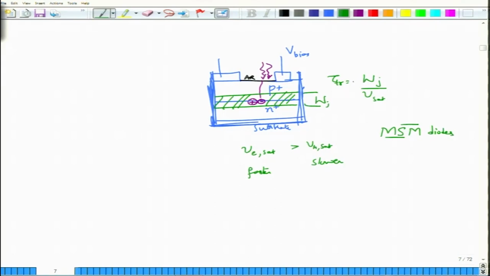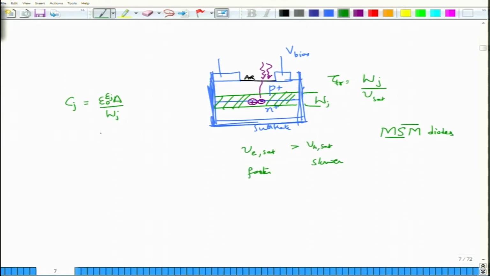So, the transit time will be some Wj by Vsat, but because the junction has a certain area, there will also be a capacitance because of this. The capacitance is of course given by some epsilon 0 A by Wj. We may also want to put in some epsilon j just to indicate the relative permittivity of the junction itself, and it is interesting to note that capacitance is inversely proportional to Wj.